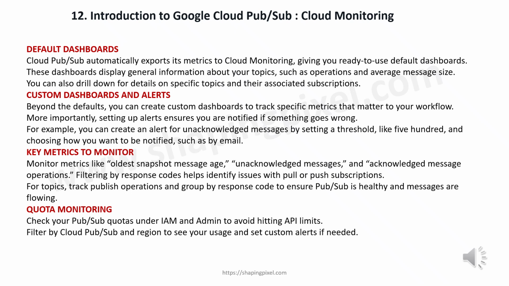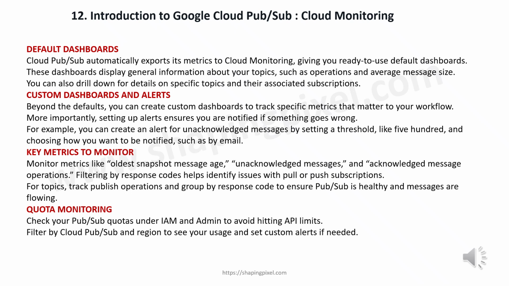Beyond the defaults, you can create custom dashboards to track specific metrics that matter to your workflow. More importantly, setting up alerts ensures you are notified if something goes wrong. For example, you can create an alert for unacknowledged messages by setting a threshold, like 500, and choosing how you want to be notified, such as by email.